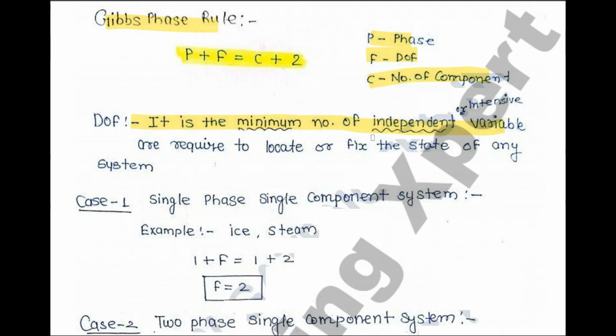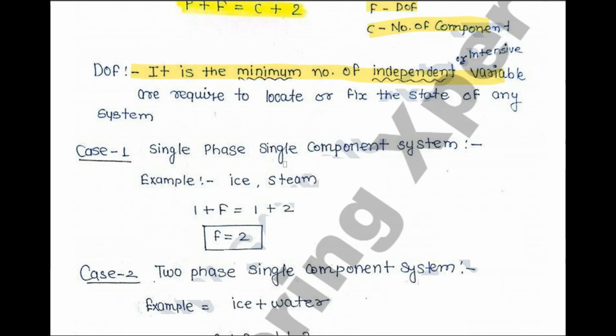In other words, suppose you know two parameters or two independent variables. Suppose z is a function of x and y. If you fix x and y, then z will be fixed. So this is how the degree of freedom will be fixed if the minimum number of independent variables are fixed. So here are some examples of this.